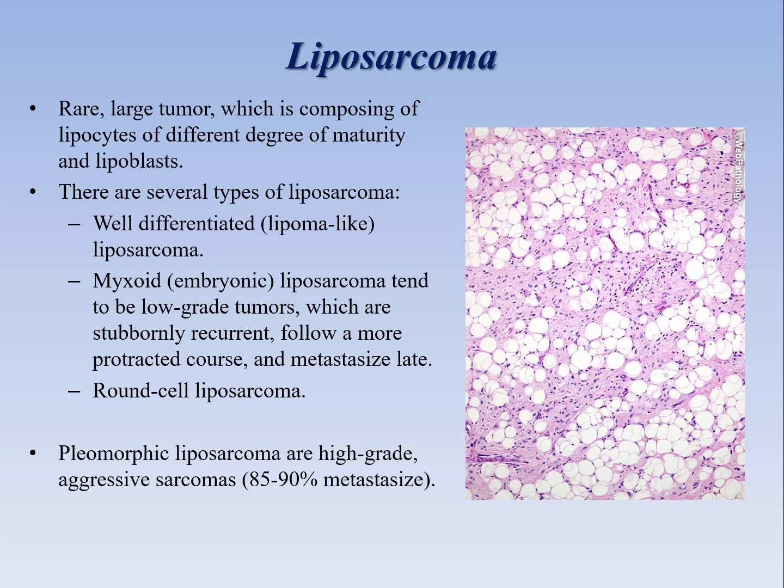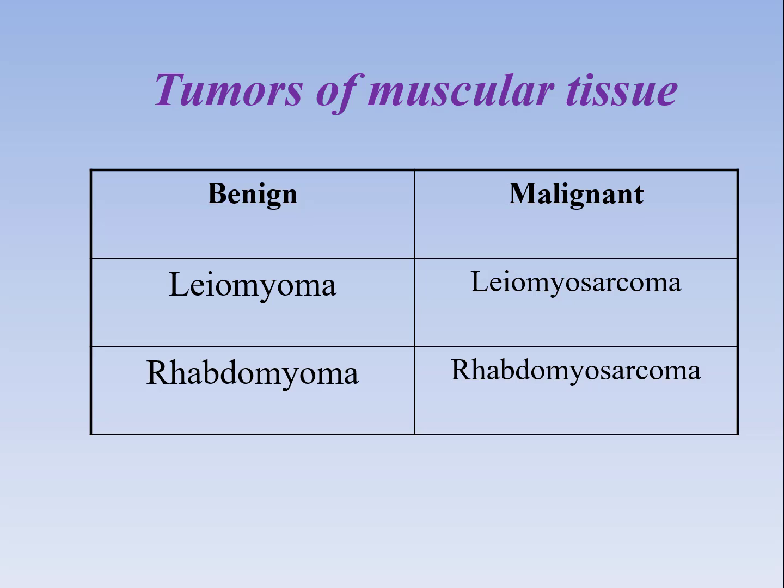Pleomorphic liposarcoma is a rare, high-grade aggressive sarcoma. It gives metastasis in 85-90% of cases. Tumors of the muscular tissue. We will talk about leiomyoma and rhabdomyoma among the benign, and leiomyosarcoma and rhabdomyosarcoma as the malignant variants of these tumors.